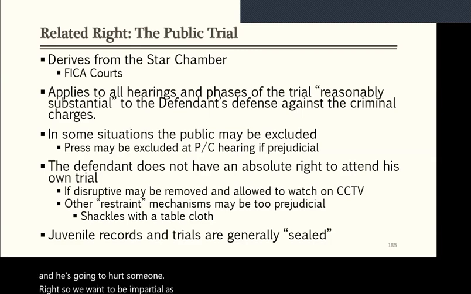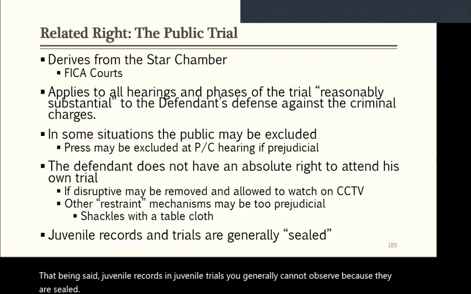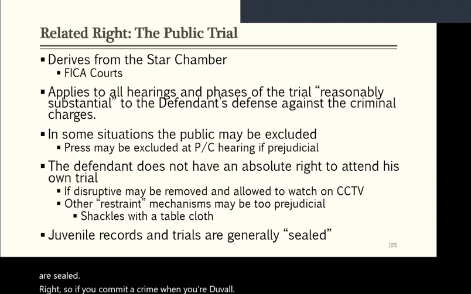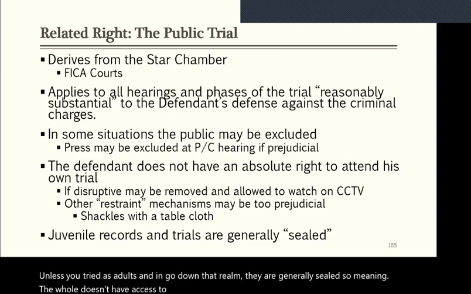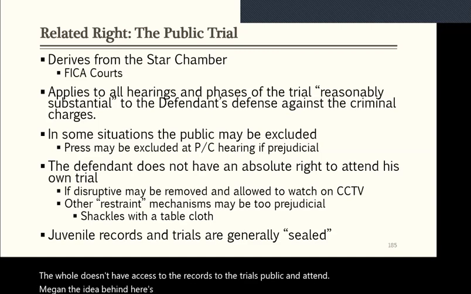That being said, juvenile records and juvenile trials you generally cannot observe because they are sealed, right? So if you commit a crime when you're a juvenile, unless you're tried as an adult, they are generally sealed. Meaning the public doesn't have access to the records or the trials, and the public can't attend. And again, the idea behind this is they're kids, right? You don't want to overly hurt them, overly burden them.